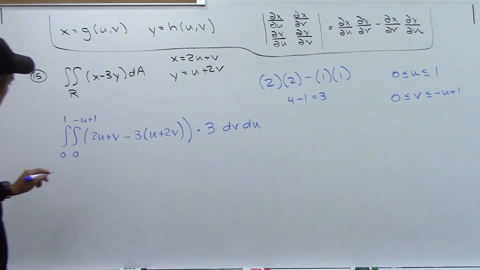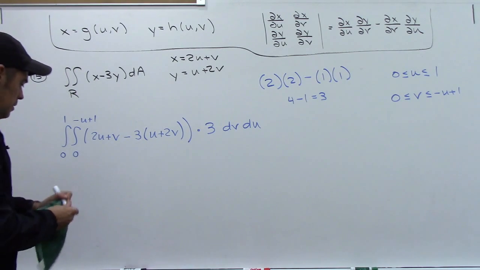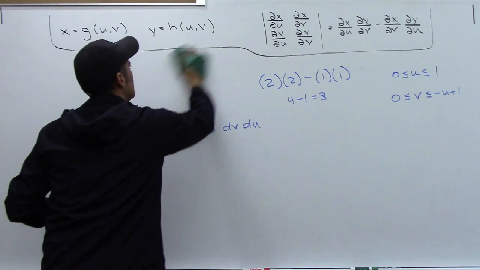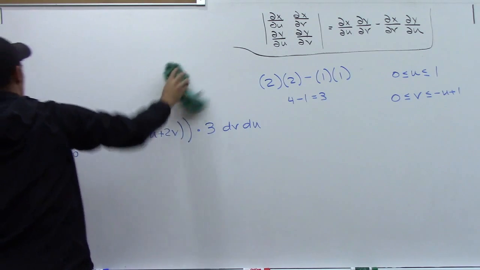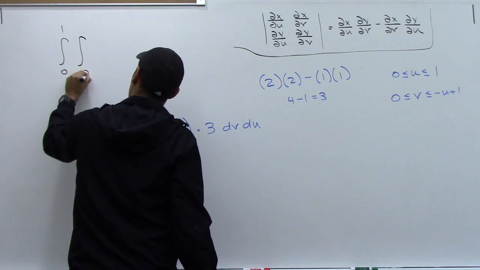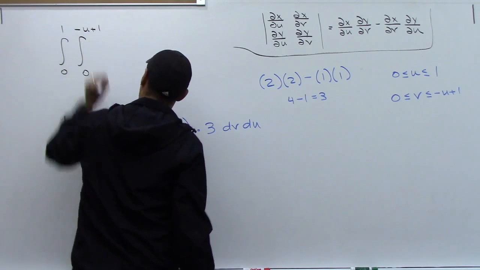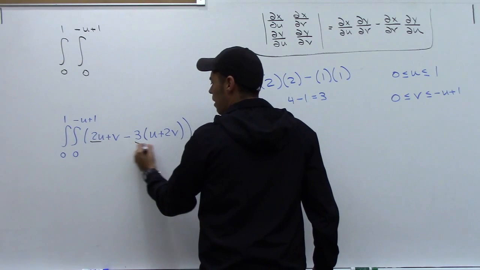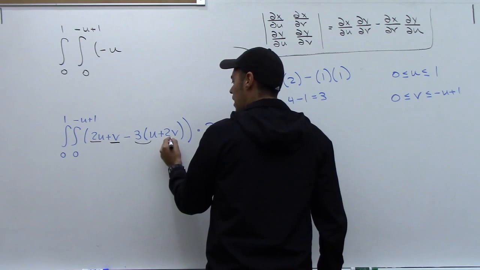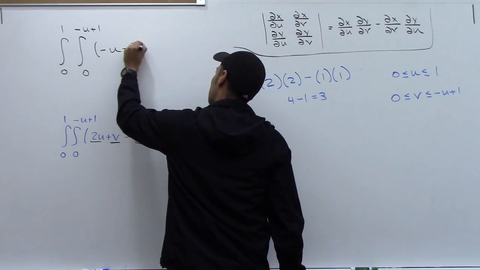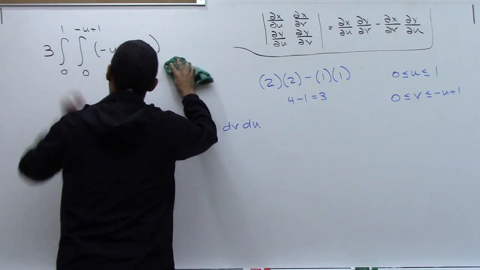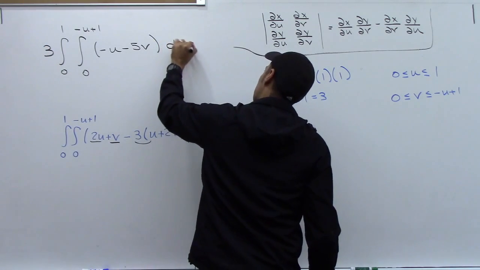Let me clean this up. Double integral, 0 to 1, 0 to negative u plus 1. Let's see, I have 2 u's. I'm going to take away 3 u's, so I've got negative u. I've got v, and I'm going to take away 6v. I've got minus 5v, and then I have a 3. That 3 is going to multiply through, or I can just pull the 3 out. That's fine. And then dv du.